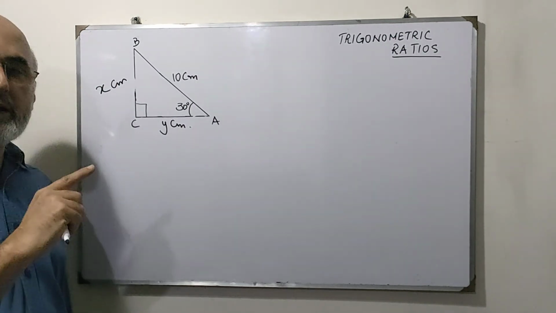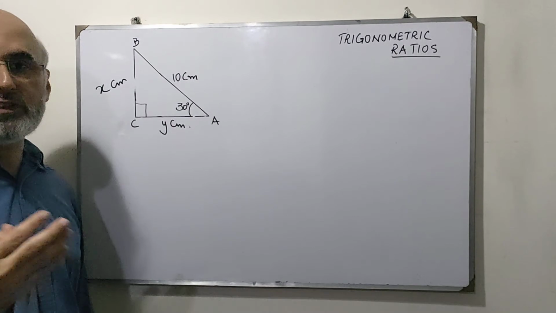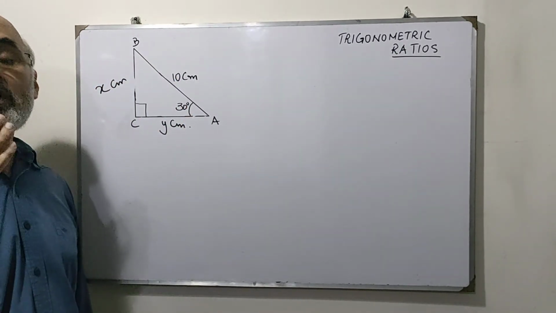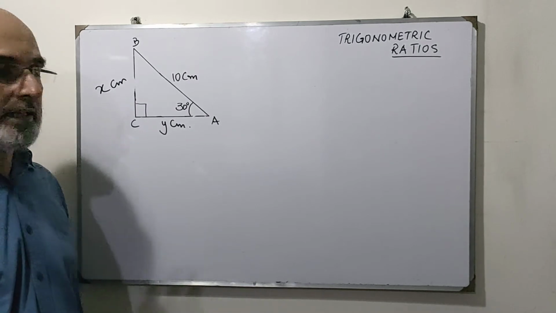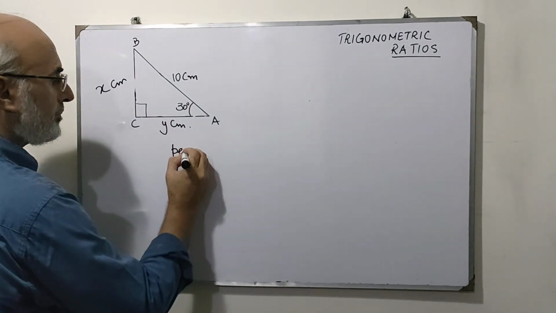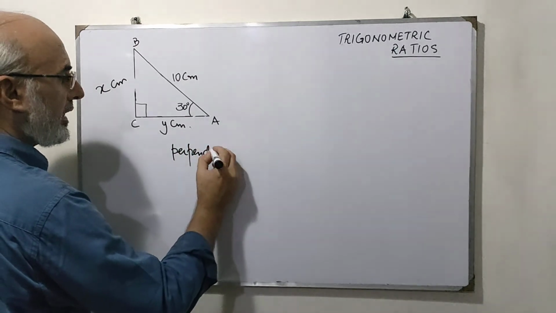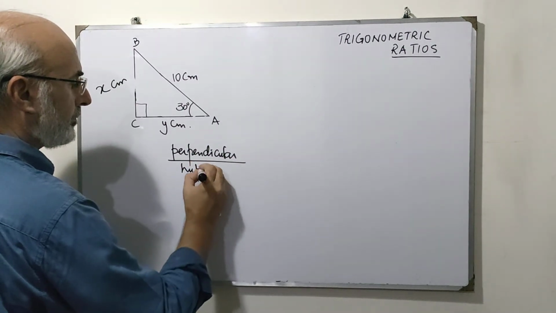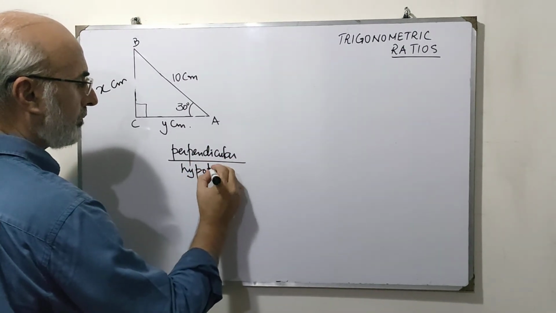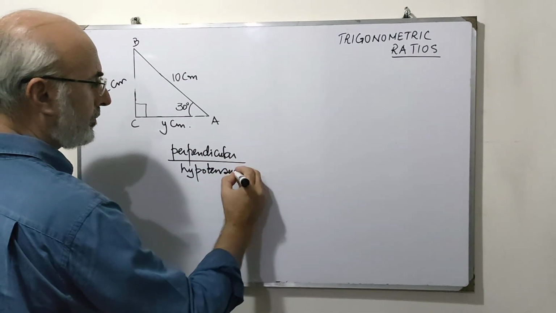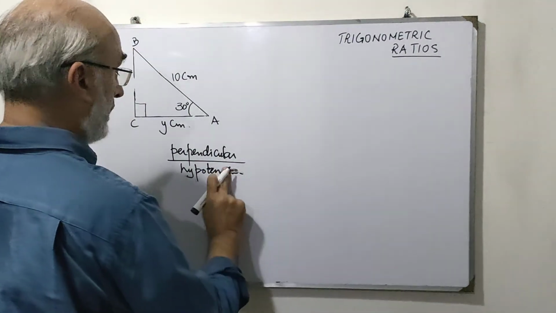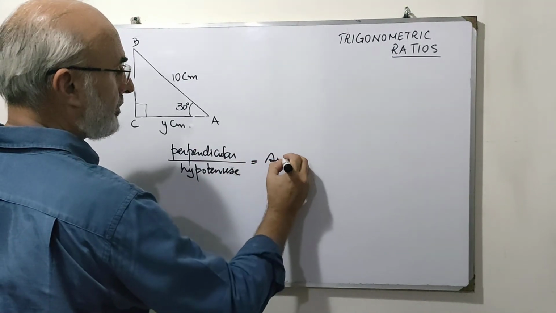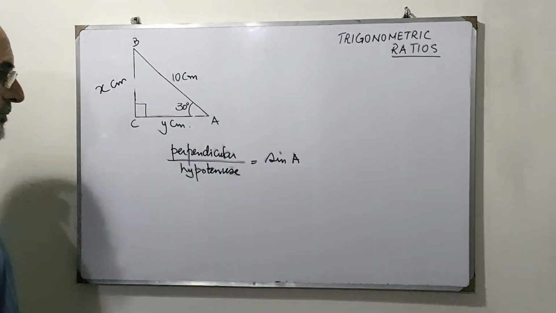which ratio has the perpendicular and the known side, which is the hypotenuse? Perpendicular over hypotenuse, what is the name of the ratio? Sine A. Okay. So perpendicular over hypotenuse, I'm writing it again and again so that it's easy to remember, is sine A. Now let's put the values.